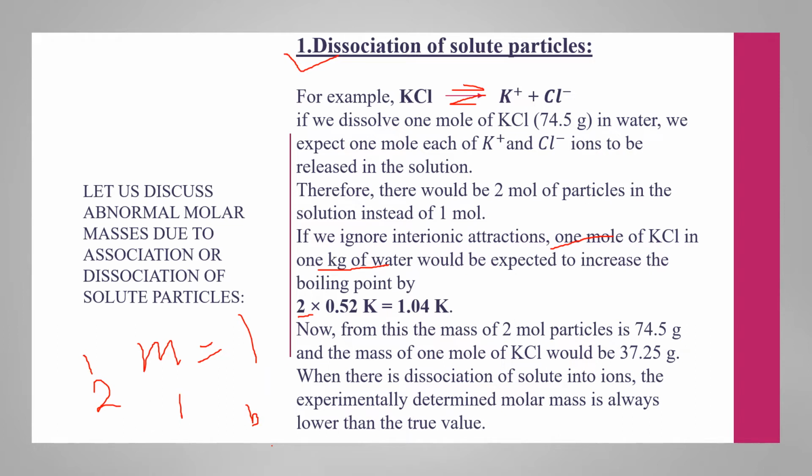Now from this, the mass of 2 mole particles is 74.5 gram, and the mass for 1 mole would be 37.25 gram. So when there is dissociation of solute into ions, the experimentally determined molar mass is always less than the true value.